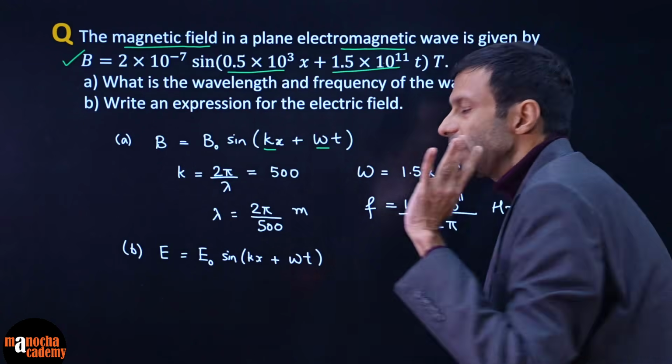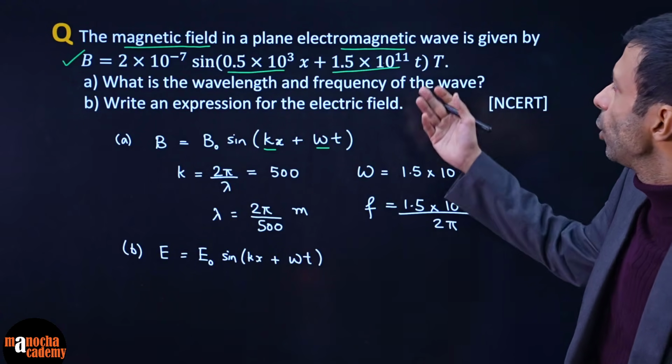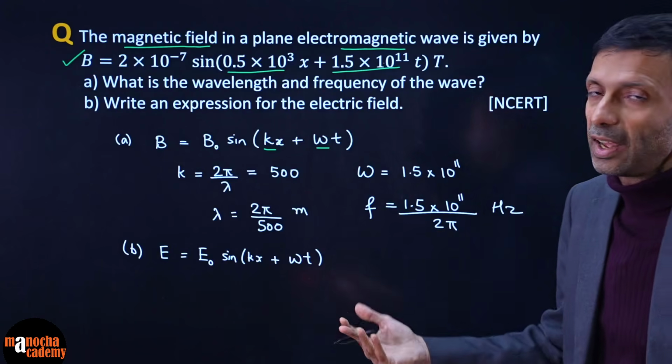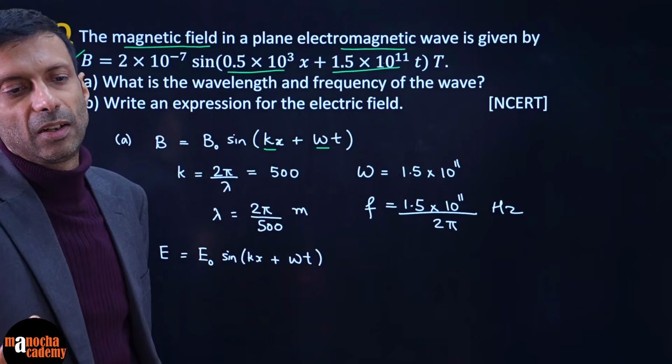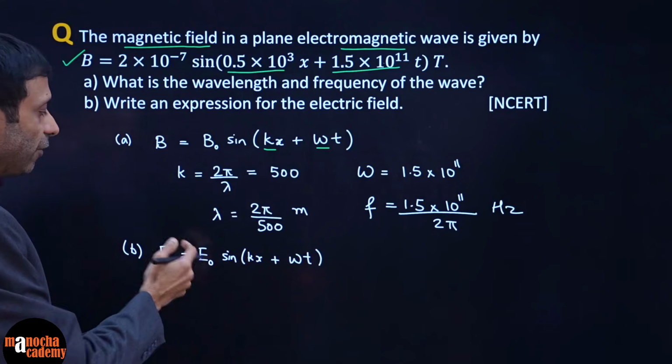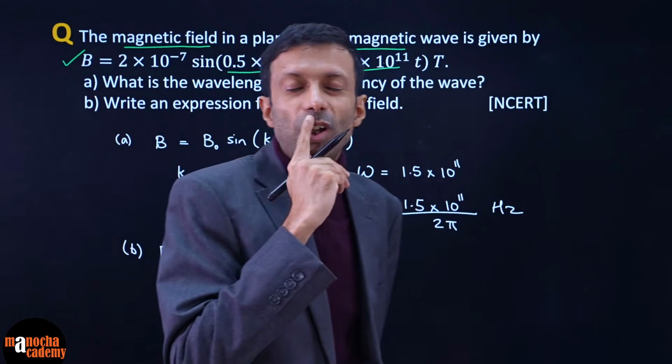The only problem is the E naught, and they have not even given us the direction. Otherwise, direction would have been perpendicular, and we can work it out using our cross product rule. So basically, I have to work out E naught. How do I work out E naught?